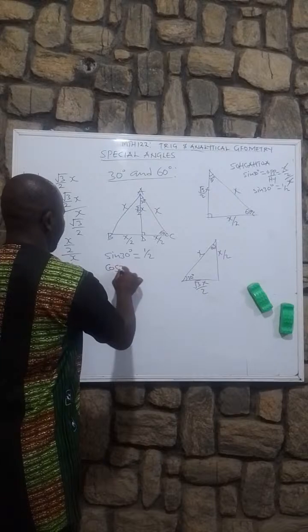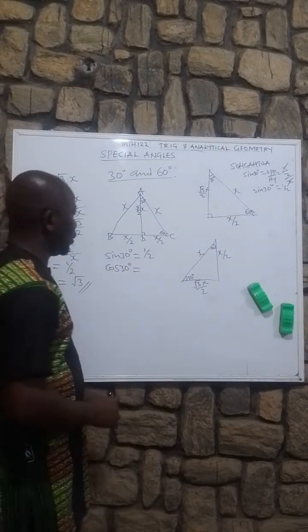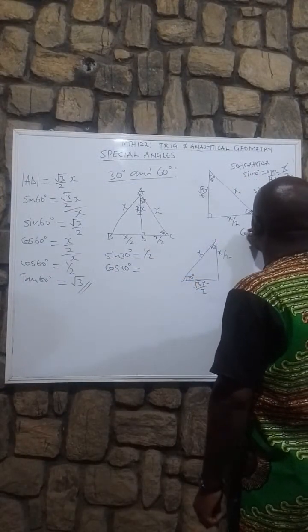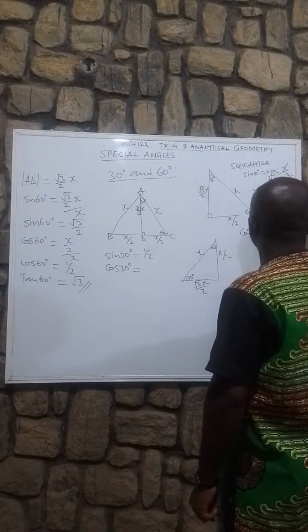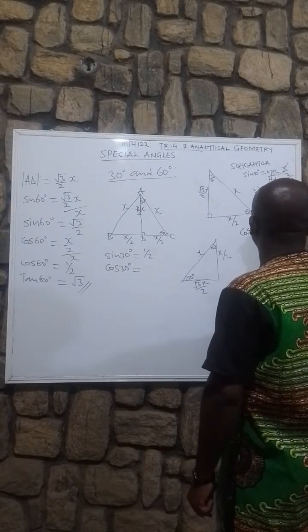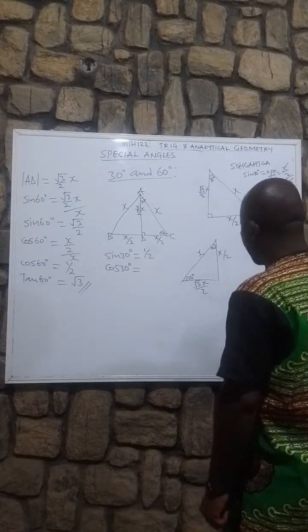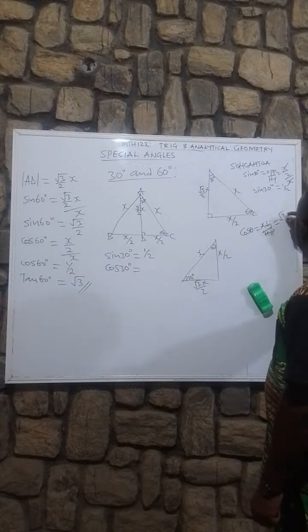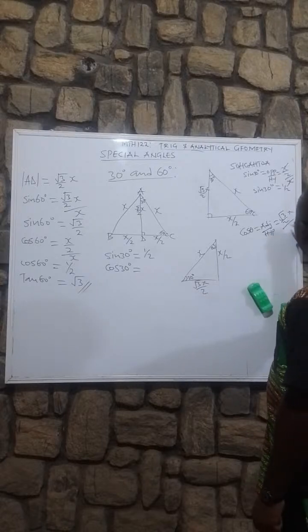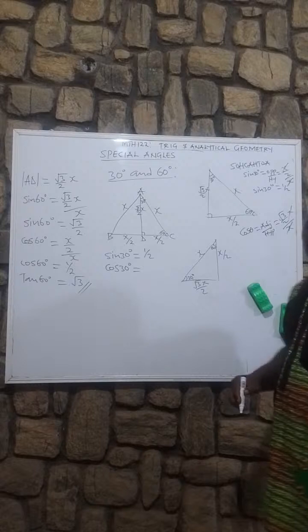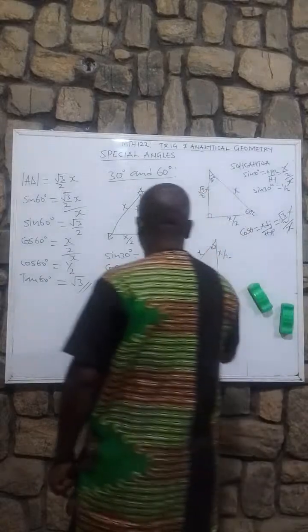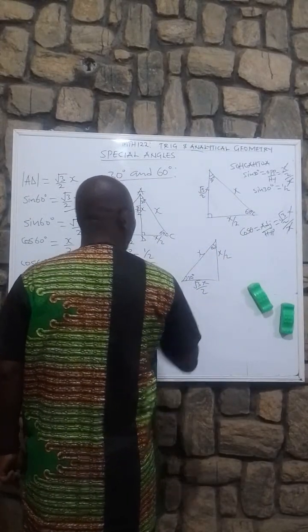Cos 30 degree is equals to the same thing applicable here. Cos theta is equals to what? Adjacent all over hypotenuse. Then our adjacent is root 3x all over 2, divide by what? Hypotenuse x. So this and this we cancel. True or false? If this and this cancel, we are going to have root 3 all over 2.